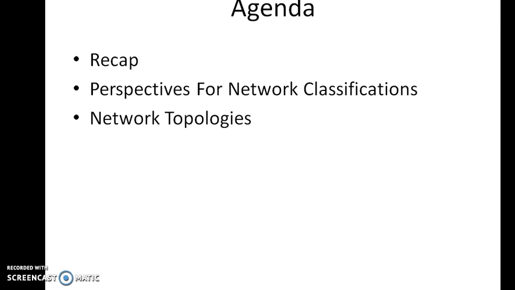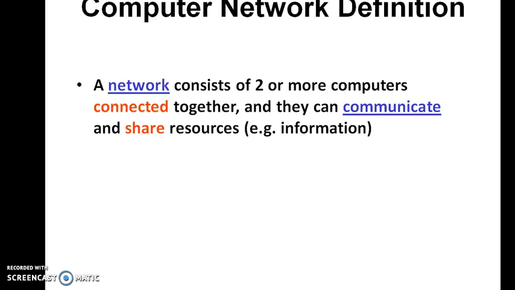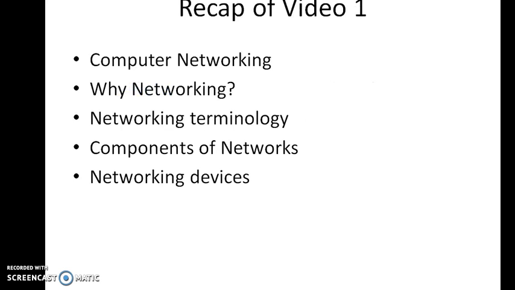So, a quick recap of what we covered in the first lecture. We defined what computer networking is. A computer network consists of two or more computers connected together. They can communicate and share resources. Why networking? Already covered: for resource sharing, it may be hardware or software, for communication, for remote control of PCs, and so on.